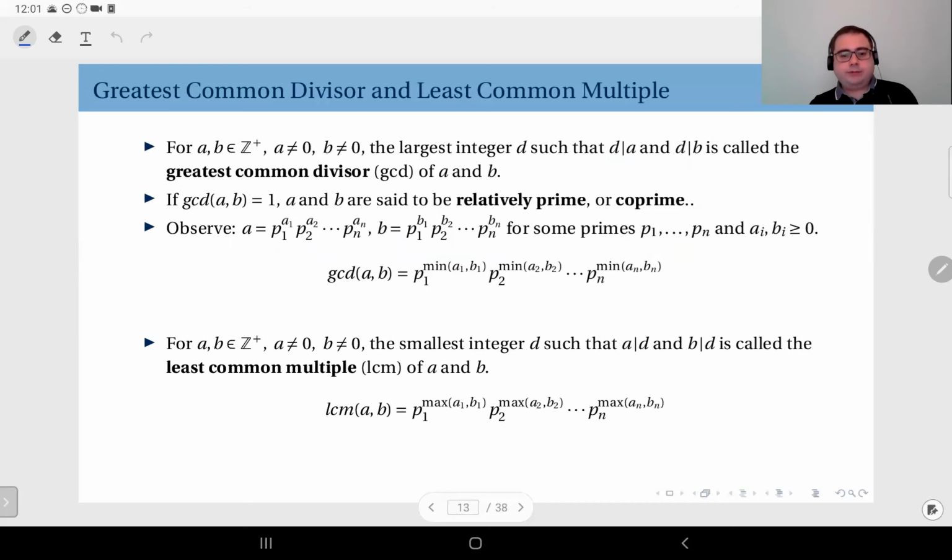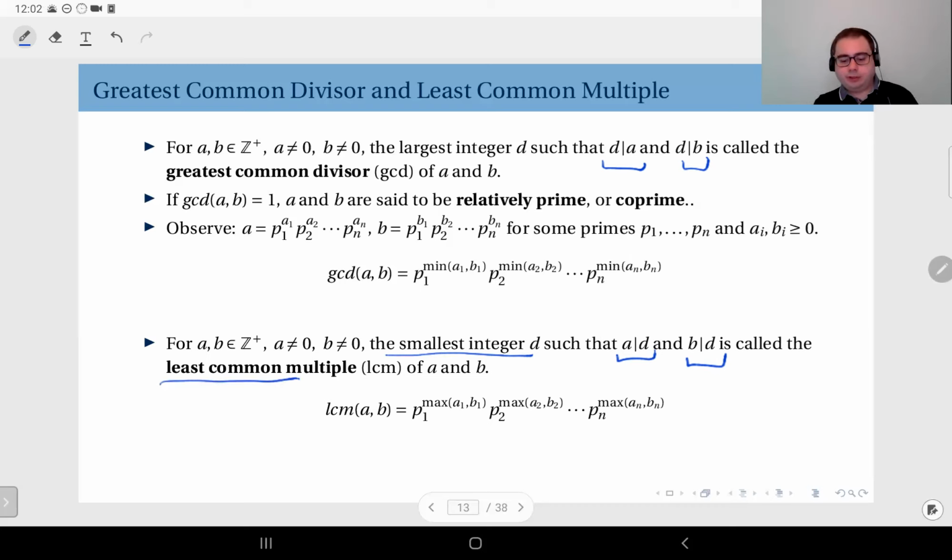And very similarly, we define the least common multiple as the smallest integer d, such that now a divides d and b divides d. It's the other way around. Okay, d divides a, d divides b was the expression in the definition of GCD. In the definition of LCM, we have a divides d and b divides d. So d is a multiple of both a and b, but it's the smallest such number. Okay, so we call this the least common multiple of a and b.